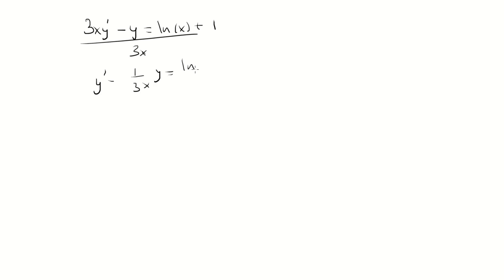Let's solve the differential equation 3x times y prime minus y equals natural log of x plus 1. We're first going to divide both sides by 3x. The reason we divide by 3x is because we want y prime to have a coefficient of 1. So let's divide everything by 3x. We have y prime minus 1 over 3x times y equals natural log of x over 3x plus 1 over 3x.